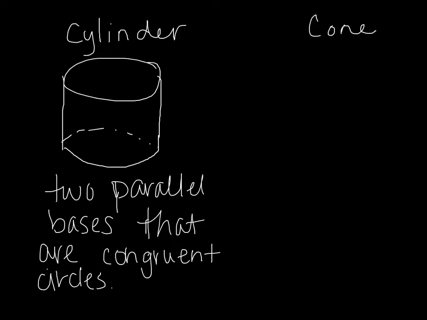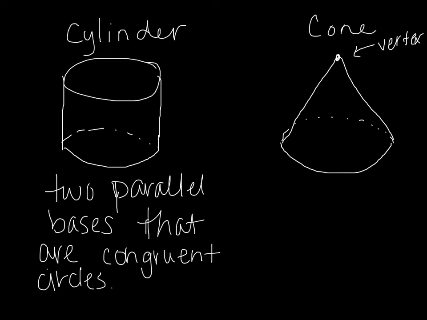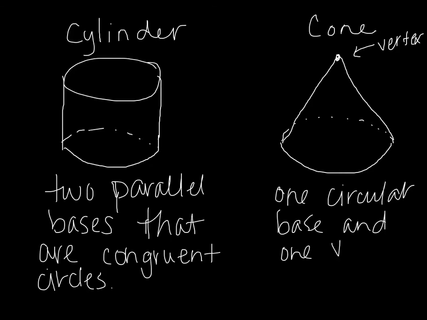Then we have a cone. Okay, so the cone is going to start off like a cylinder, has a circle base, but again, just like our pyramid, it has a vertex. Okay, so then that comes down to the side, that comes down to the side, and it's just like a cone, like an ice cream cone. A cone has one circular base and one vertex. Okay, we have one more thing to talk about.